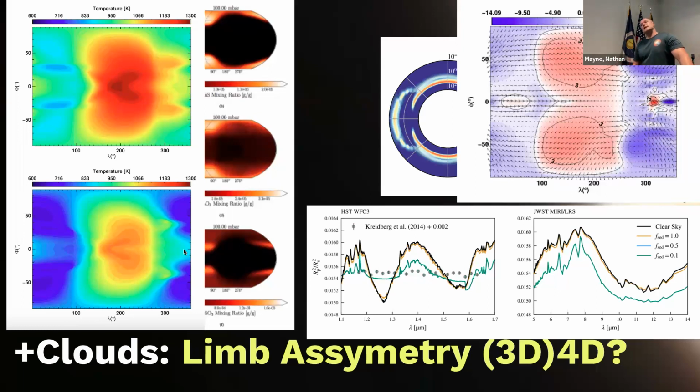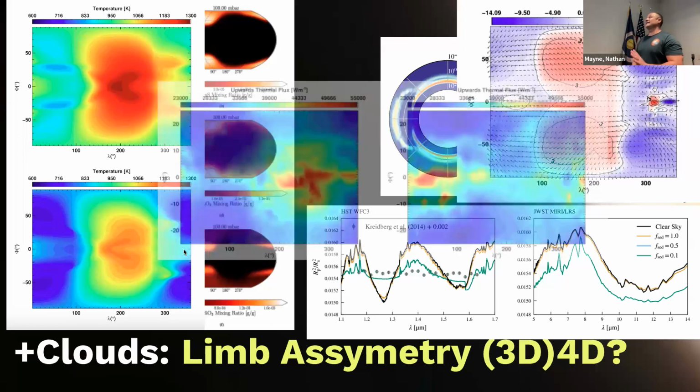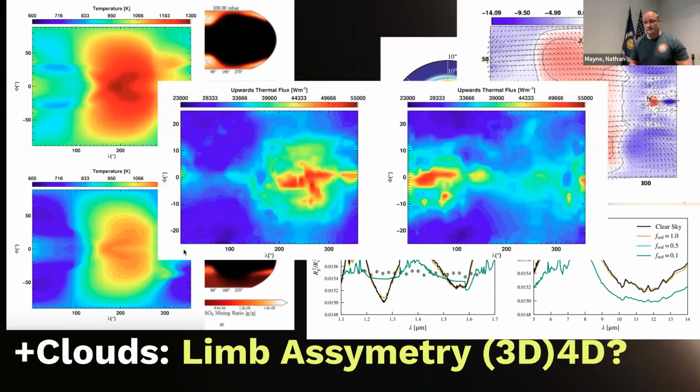But the problem we always had with Hubble is you need to do lots of orbits to get the signal. With Webb, you can potentially break apart the two limbs of the planet, it's not easy, and start to look at asymmetries. And I think that is super important.